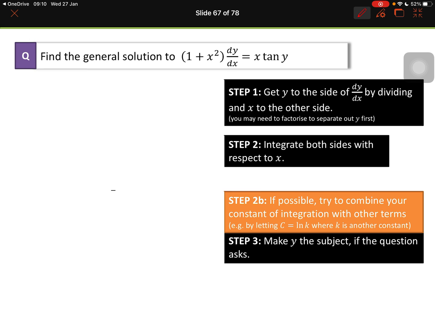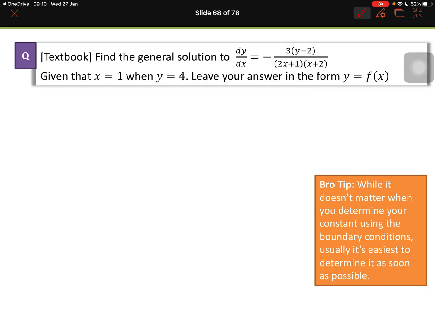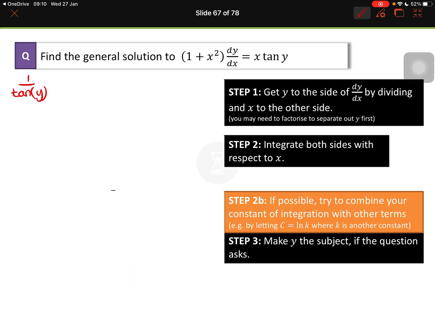So what I'm going to end up with is 1 over tan y dy dx equals x over 1 plus x squared. So I've divided both sides by tan y and then divided both sides by 1 plus x squared. So effectively they've just divided underneath. Okay, just done it in one step a little bit quicker. Now I've got both sides how I want them set up.